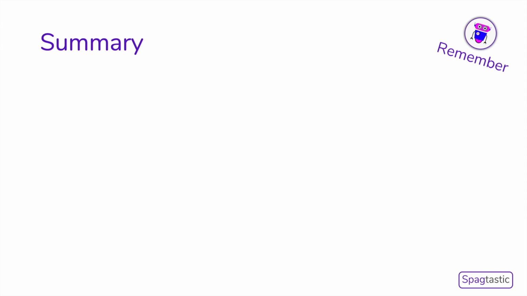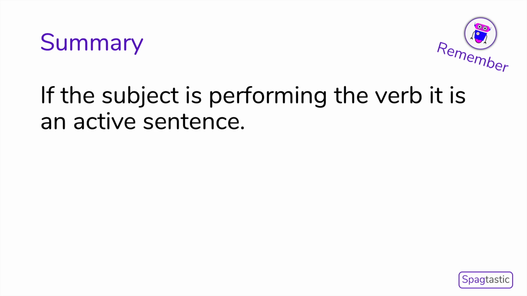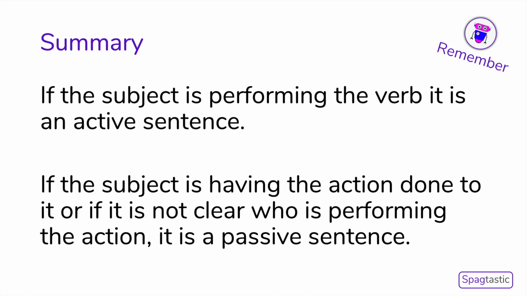Here is a summary of what we have learnt today. If the subject is performing the verb, it is an active sentence. If the subject is having the action done to it, or if it is not clear who is performing the action, it is a passive sentence. The passive is often used when we want the focus of the sentence to be the person or thing that is affected by the action.